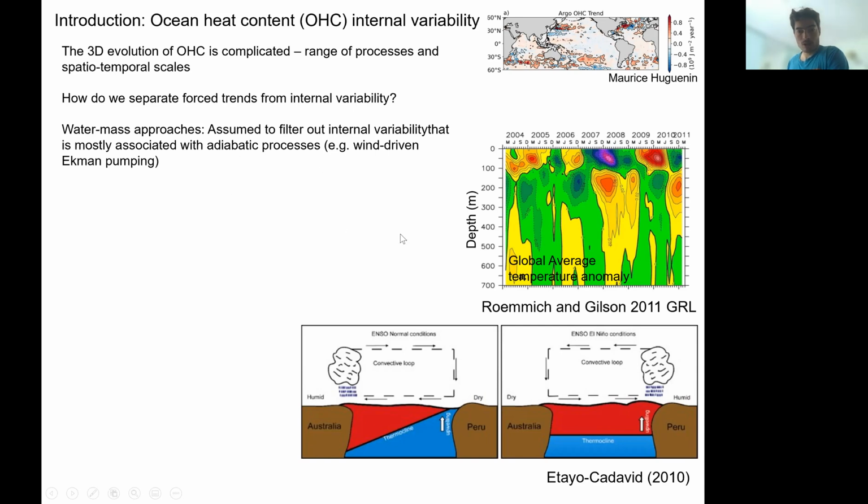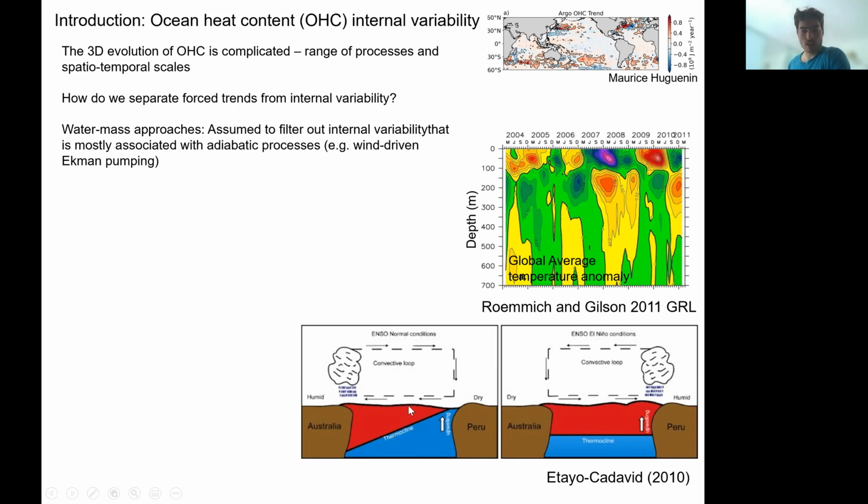One example I'm going to talk about in this talk is ENSO, the El Nino Southern Oscillation. The top right panel here is data from Argo. It's the globally averaged temperature anomaly as a function of depth. You can see an ENSO signature in here in terms of these dipoles of warming in the upper 100 meters during an El Nino event and cooling below that. This is basically associated with flattening of the thermocline in the Pacific Ocean during an El Nino event.